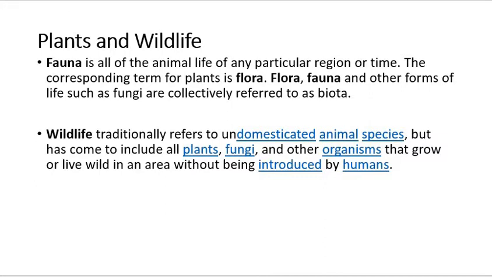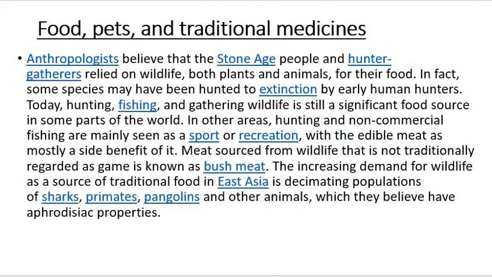Okay, if we move forward, next topic is about food, pets, and traditional medicine. Anthropologists believe that Stone Age people and hunter-gatherers relied on wildlife, both plants and animals, for their food. In fact, some species have been hunted to extinction by early hunters. Today, hunting, fishing, and gathering wildlife is still a significant food source in some parts of the world.